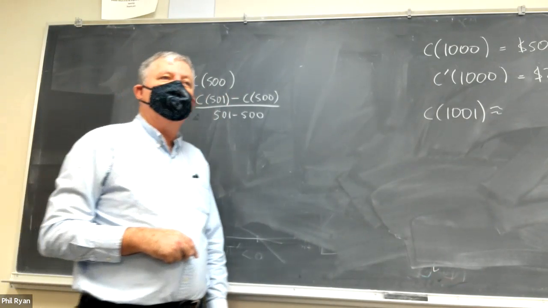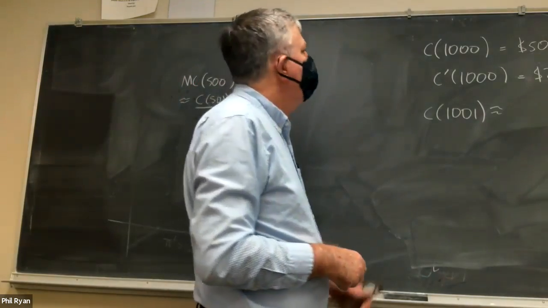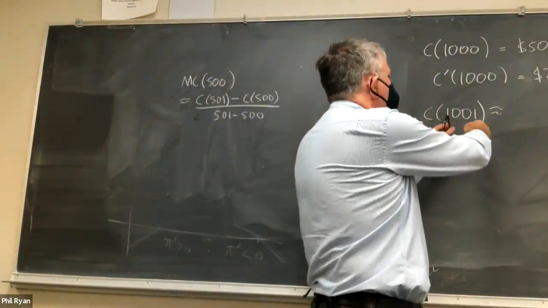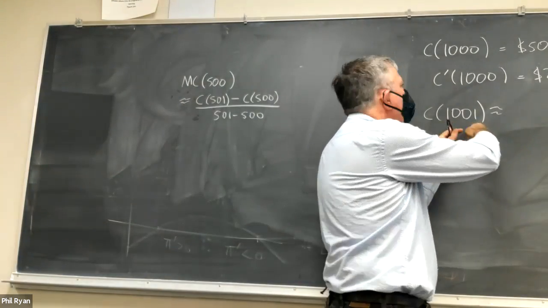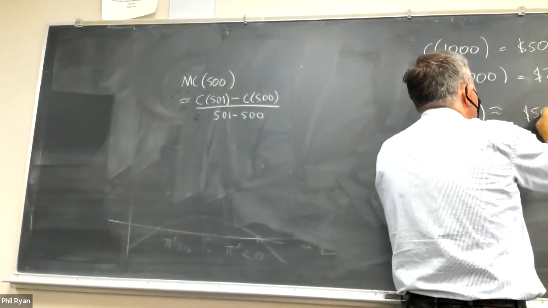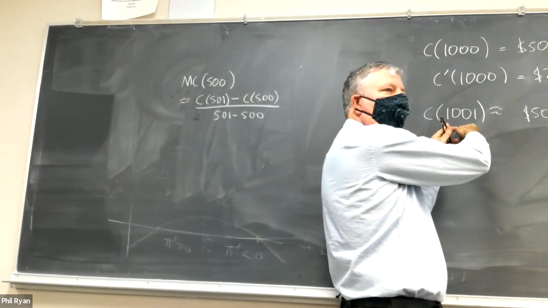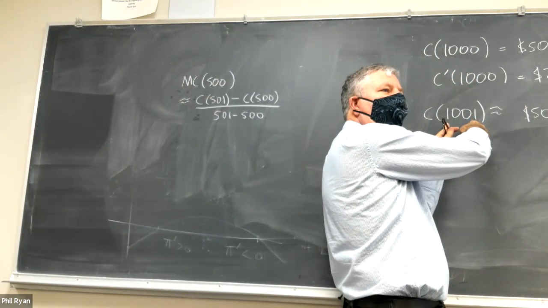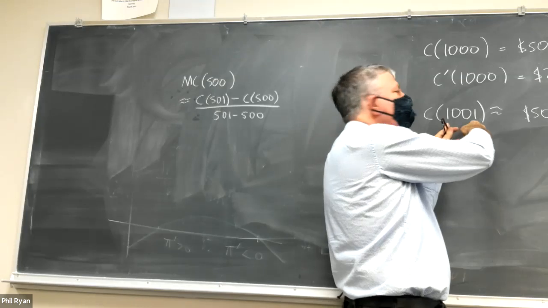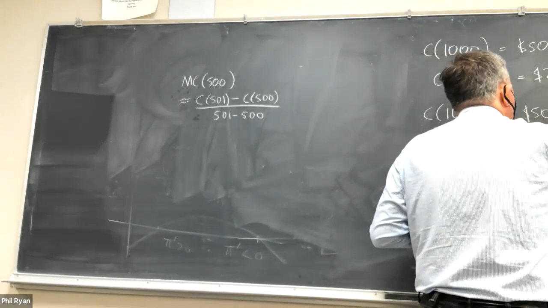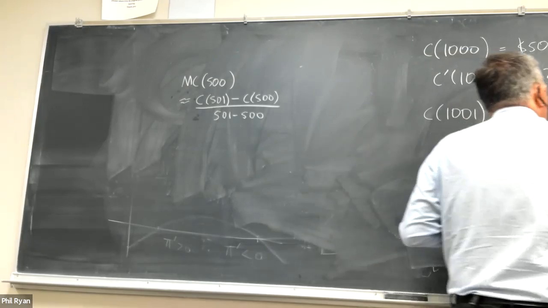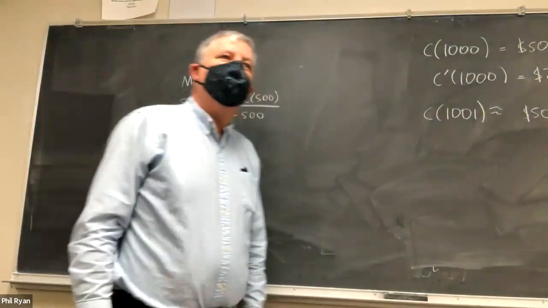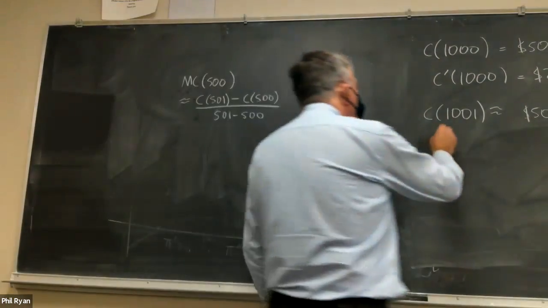It's like the tangent formula or something. Yep. So to make 1,001 items, it's going to cost us $500 to produce the first 1,000. And then what's it going to cost to produce the next item? $25. So we estimate it's going to cost $525.